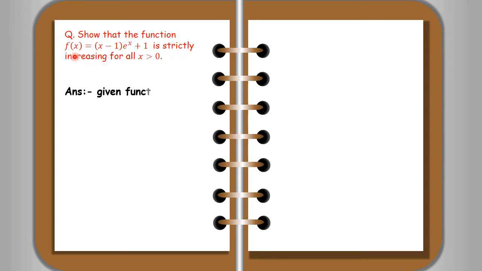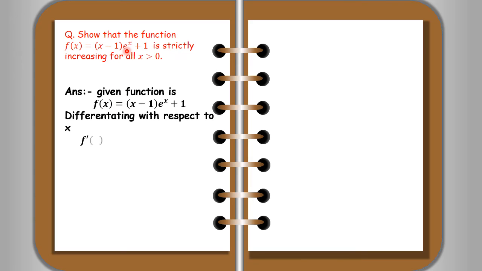So the given function is f of x equals x minus 1 into e to the power x plus 1. If we differentiate this function, we will get f dash x. For the first part, x minus 1 into e to the power x, we have to use the rule of multiplication. So apply it, and the differentiation of a constant is 0. So here is the differentiation. Simplify it, and you will find the value of this first derivative is x e to the power x.